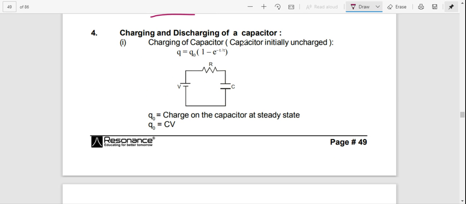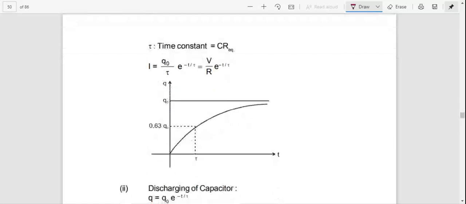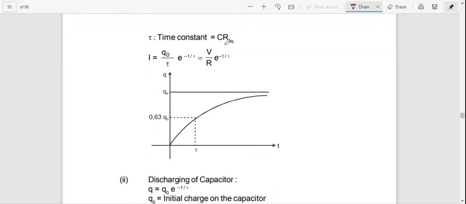Charging and discharging of a capacitor. Charging of a capacitor, initially uncharged. So Q is equal to Q naught into 1 minus e to the power minus t by tau. Q naught is equal to CV, which is at a steady state. And tau is the time constant, which is equal to capacitance into R equivalent.